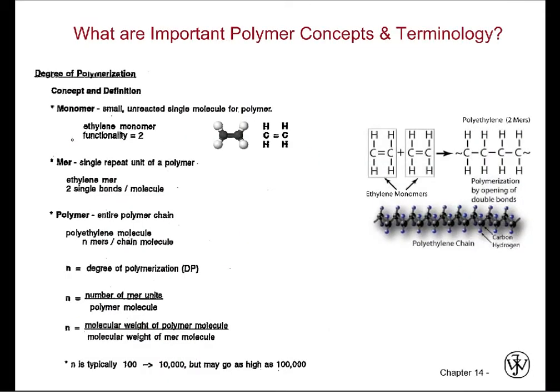In order to better be able to talk about polymers with other people that know about polymers, we need a common vocabulary bank in order to describe polymer chemistry and form. So, some of these important terms and concepts are monomer, mer, polymer, and degree of polymerization. Now, the monomer is the small, unreacted single molecule for the polymer.